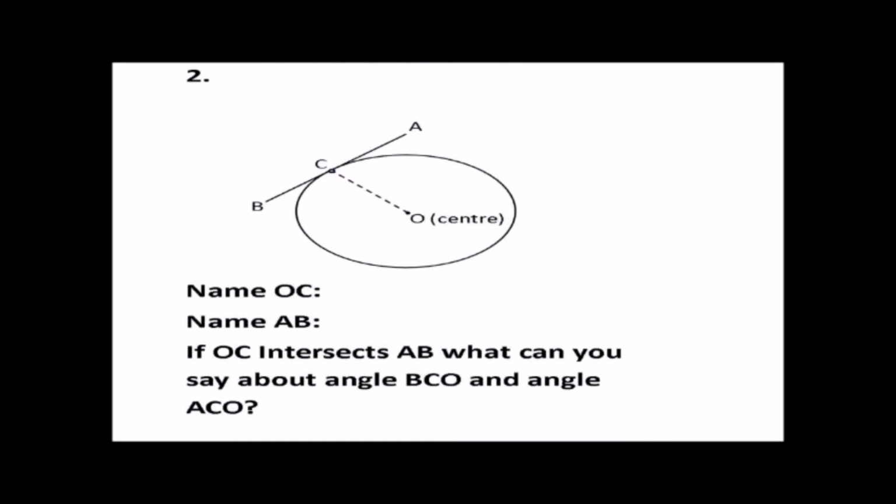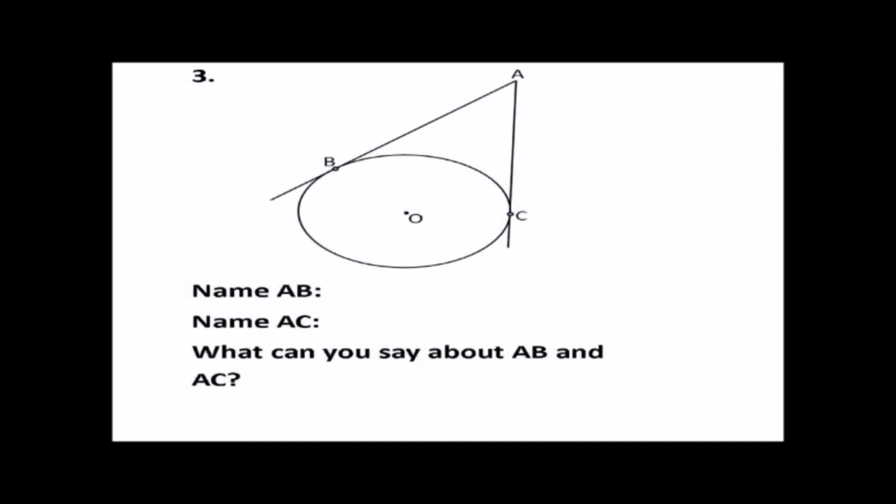And we move on to number 2. Again, name the line OC, the dotted line OC. Name AB, the line AB. What type of line is it? If OC intersects AB, what can you say about angle BCO and angle ACO? Those two angles where the intersection occurs. What can you say about those angles? Answer as best as you could. The answers will be revealed at the end, so you don't have to worry.